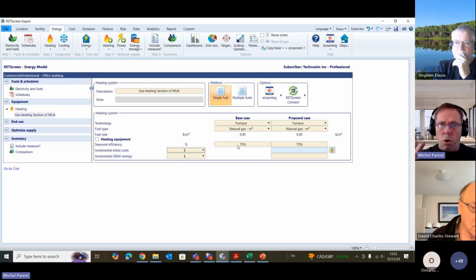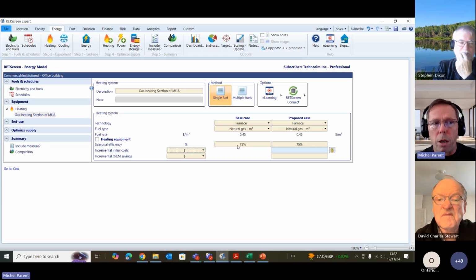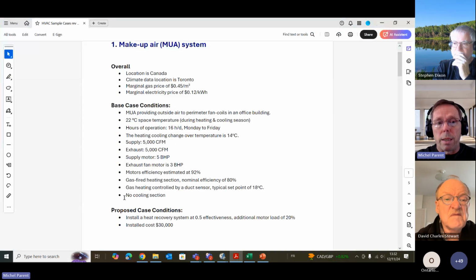It becomes your judgment, your professional estimate of what that seasonal efficiency is compared to that nominal efficiency. Now, we do not have cooling in that makeup air unit. It says no cooling section. So we will not define a cooling section.